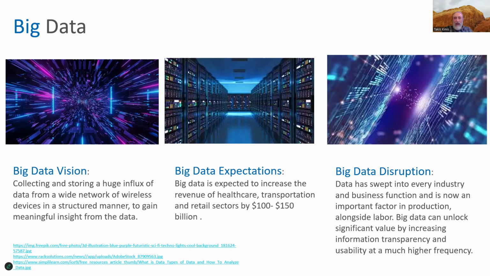But look at that middle graphic. Big data is expected to increase the revenue of healthcare, transportation, and retail sectors by 100 to 150 billion dollars because they're mining that data to upsell you or to sell you a product that you probably might need. Oh, hey, you bought a computer. Would you like a spare hard drive? Or you bought whatever. They tie that stuff all in, folks.